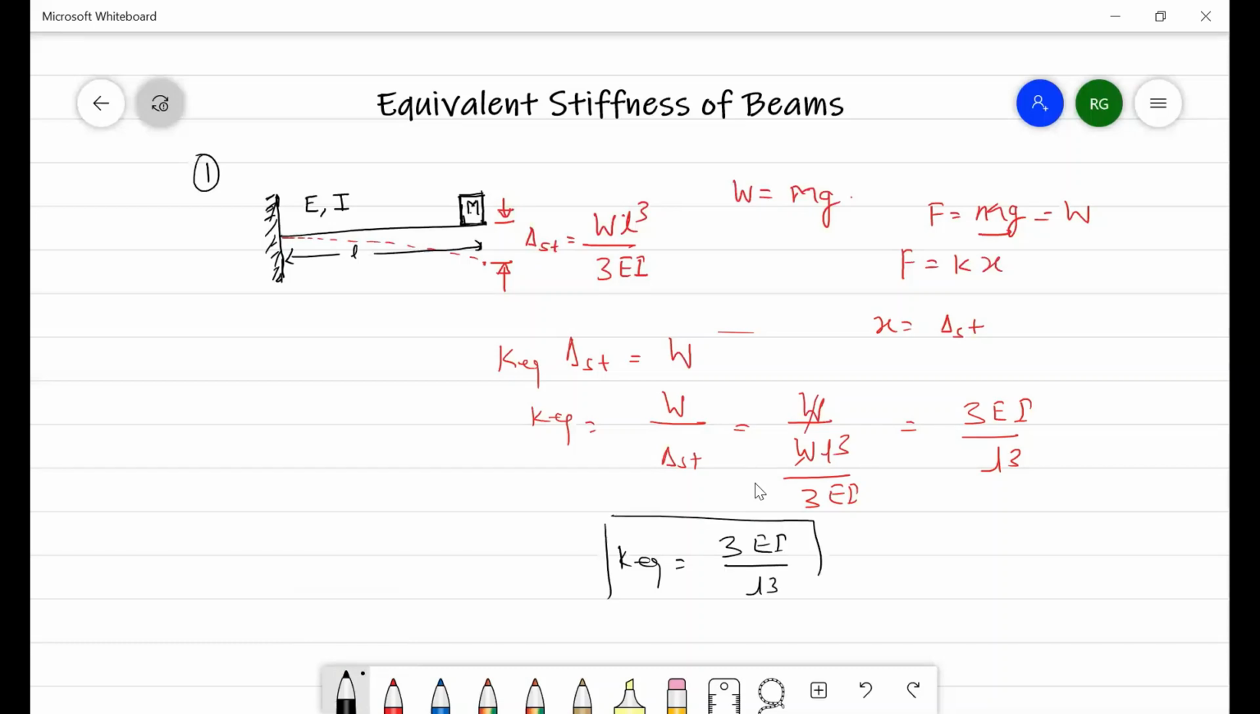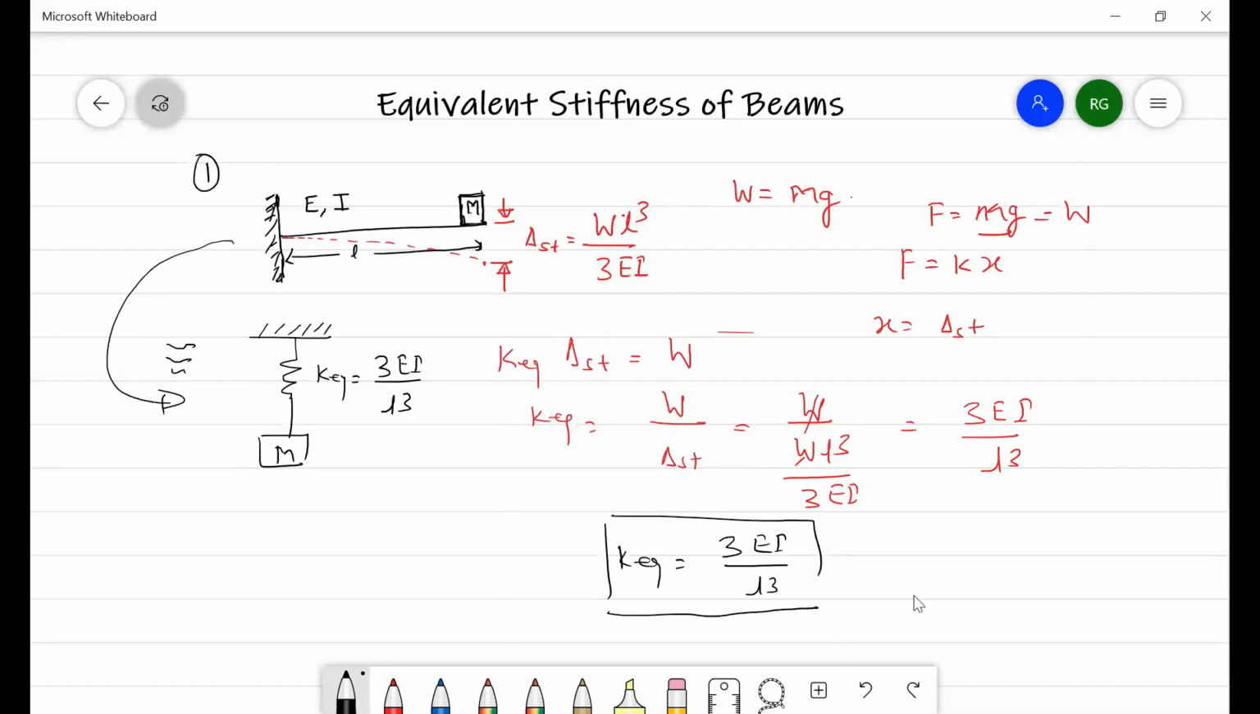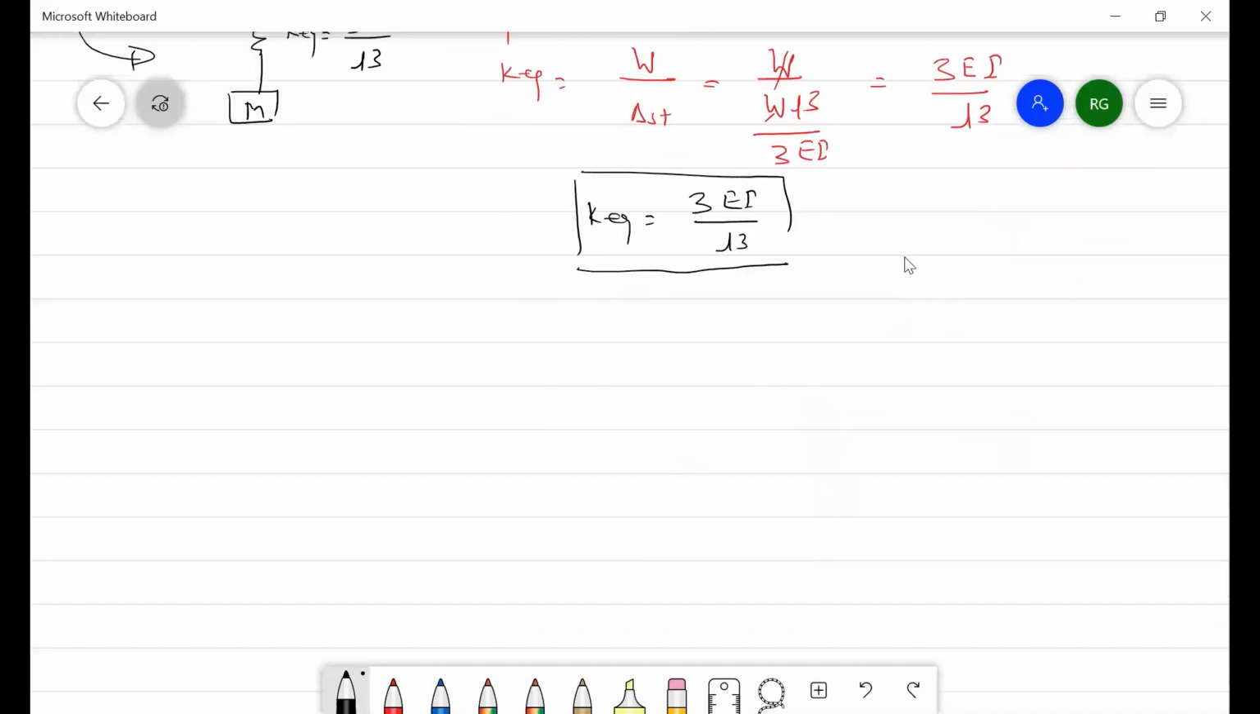What does it mean? This beam system can be considered as a simple spring mass system having a stiffness equal to K equivalent, which is 3EI over L cube. If you want to find the natural frequency of this system, the natural frequency of both systems will be equal. So this continuous system can be modeled as a simple spring mass system using this equivalent stiffness concept. Now we will discuss the equivalent stiffness for a simply supported beam.